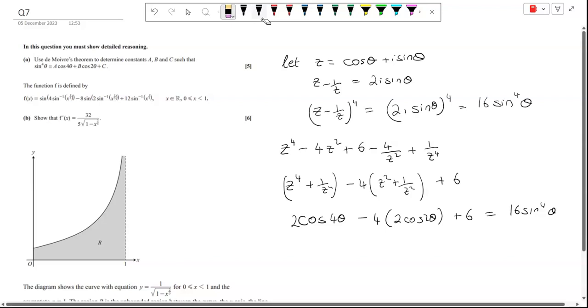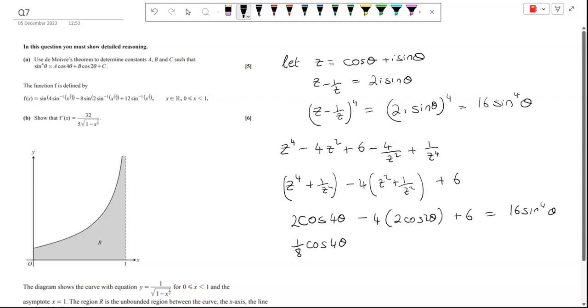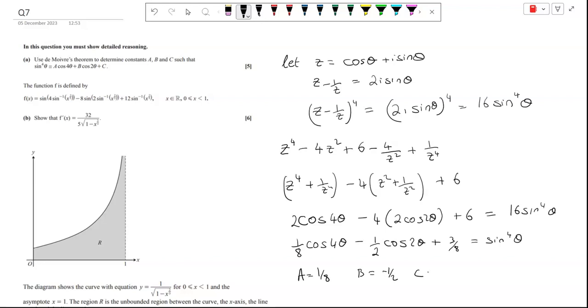Now we're going to divide everything by 16, and if we do that we get 1/8 cos 4 theta minus a half cos 2 theta, I forgot the 2 inside, plus 3 over 8, and that's equal to sine to the power 4 theta. So we can say that a is 1/8, b is minus a half, and c is 3 over 8.